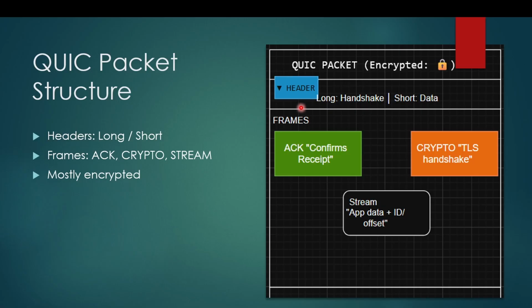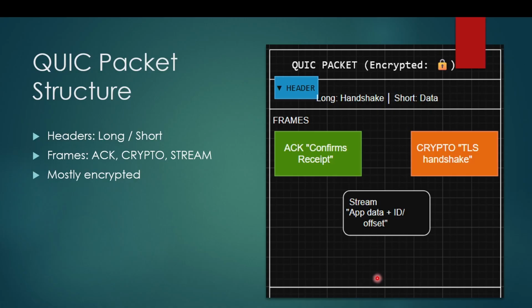Okay, now we're going to break down QUIC's packet structure. QUIC packets have headers, long headers for initial handshakes and short for data transfers, and they carry frames. That's down here. Key frames include the acknowledgement for confirming packets, crypto for TLS handshake data, and stream for application data like web content.